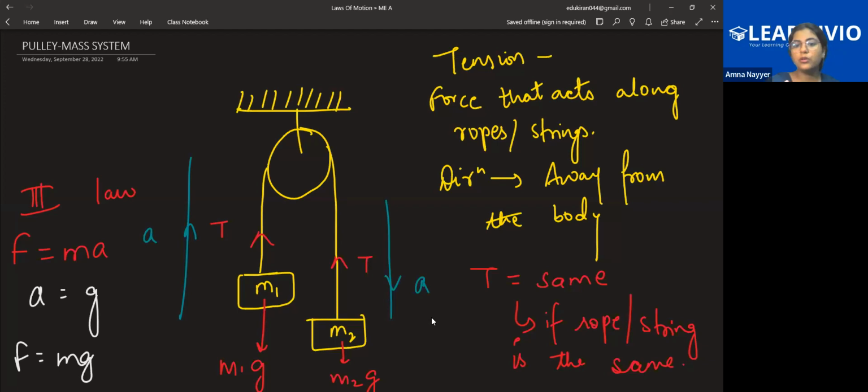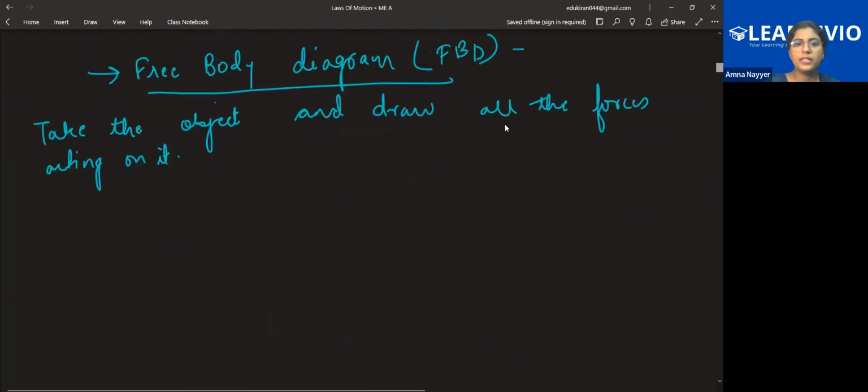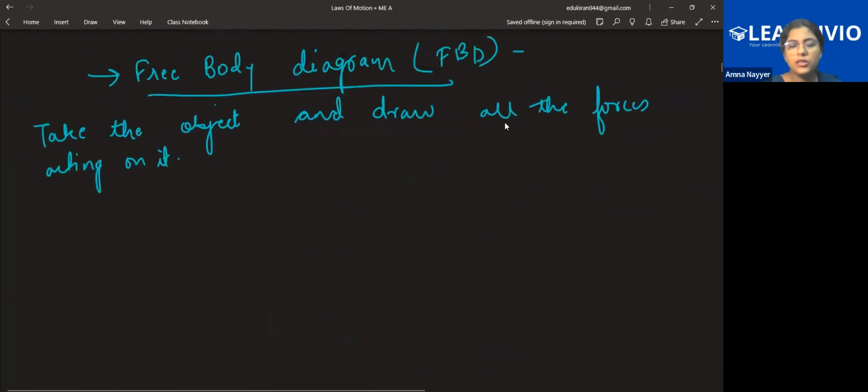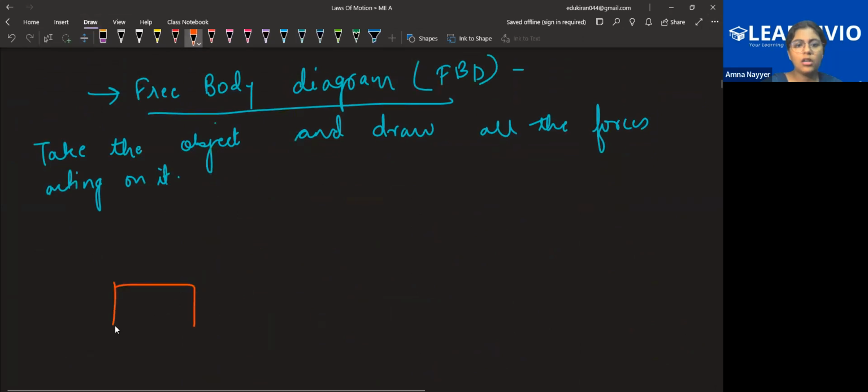So how do you write down the formula? Suppose you have the masses, you know the acceleration due to gravity, and you just have to find the tension or acceleration. How will we solve it further? We draw a free body diagram. What is meant by a free body diagram? FBD means you just take the object and draw all the forces which are acting. Suppose I am talking about block M1, and then there is block M2. So I have separated them from the system.